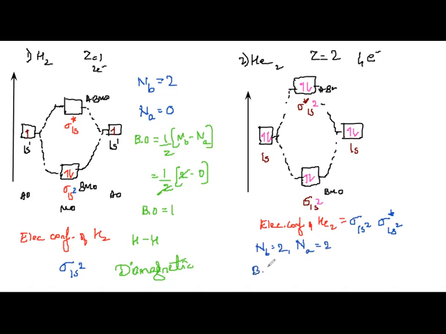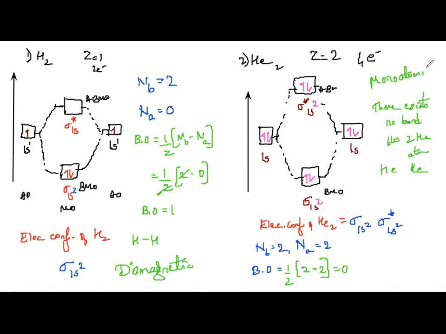Calculate the bond order. What is the formula for bond order? It is half times the number of electrons in bonding, that is 2, minus the number of electrons in anti-bonding, that is 2. 2 minus 2 is 0, and 0 divided by anything is 0. So bond order is 0, which means there is no bond between the 2 helium atoms. Bond order is 0 means there exists no bond between 2 helium atoms. Therefore, I say helium is a monoatomic molecule.